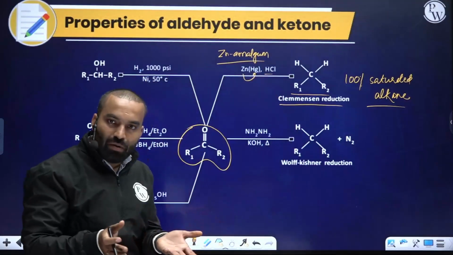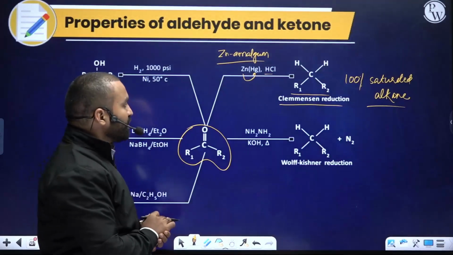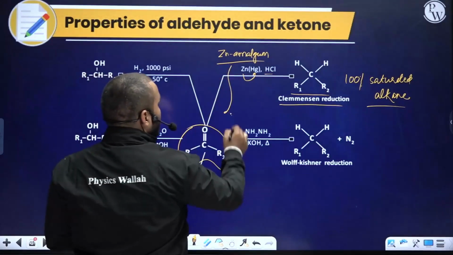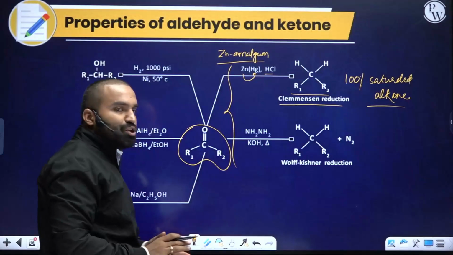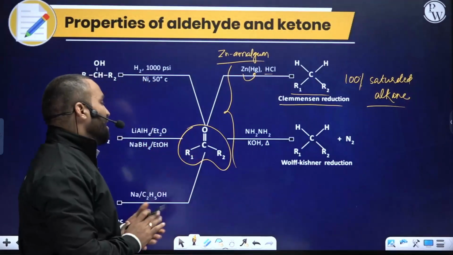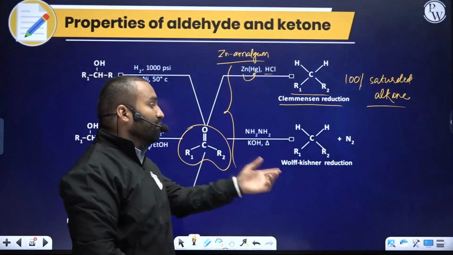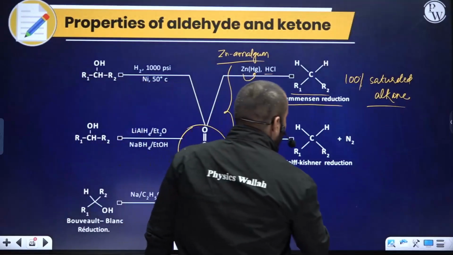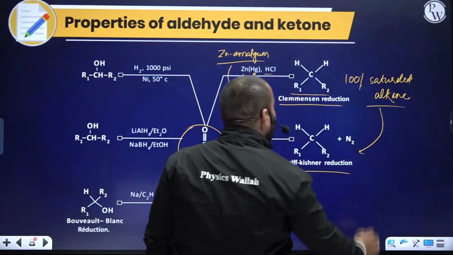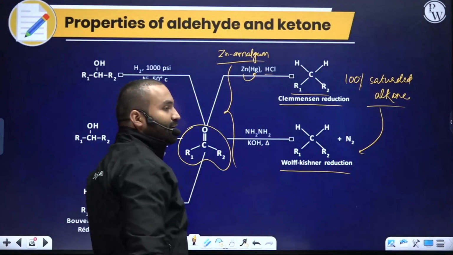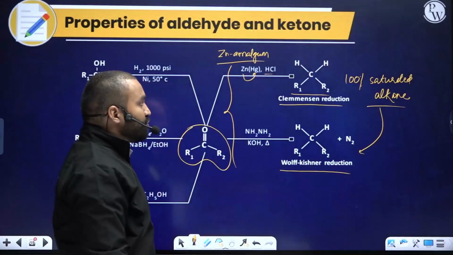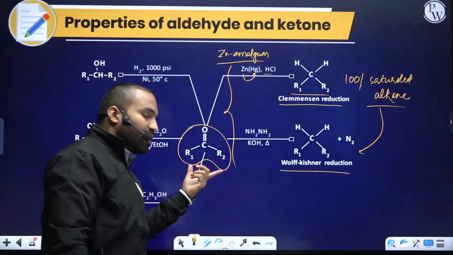Hence, there is one very beautiful question people ask in board examination. Which method should be chosen to reduce a carbonyl compound? Should we use Clemmensen reduction or the Wolff-Kishner method? Sir, here also we are getting an alkane, 100% saturated alkane. Yes. So which one is a better method? Both of them are good. It depends upon the demand of the structure.